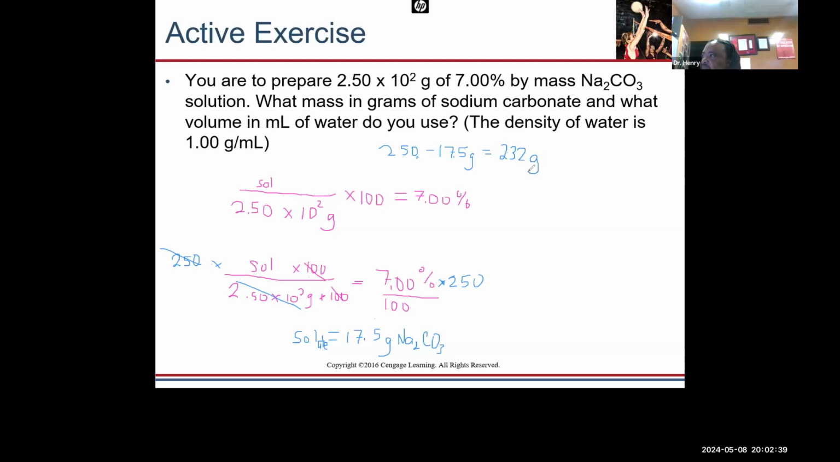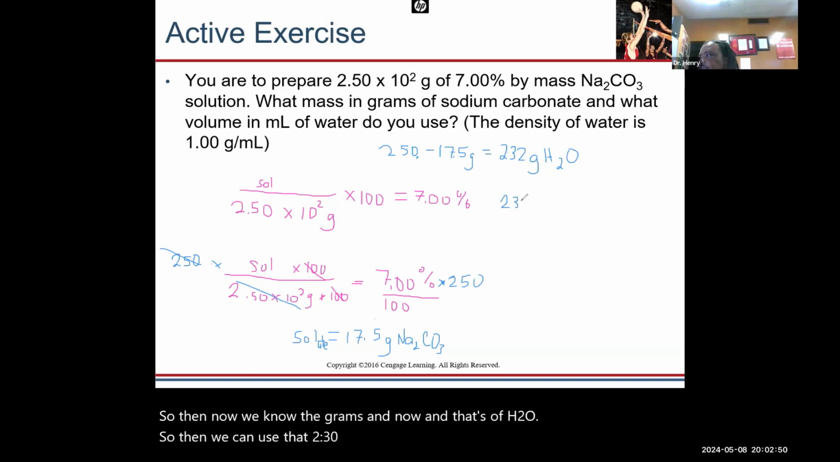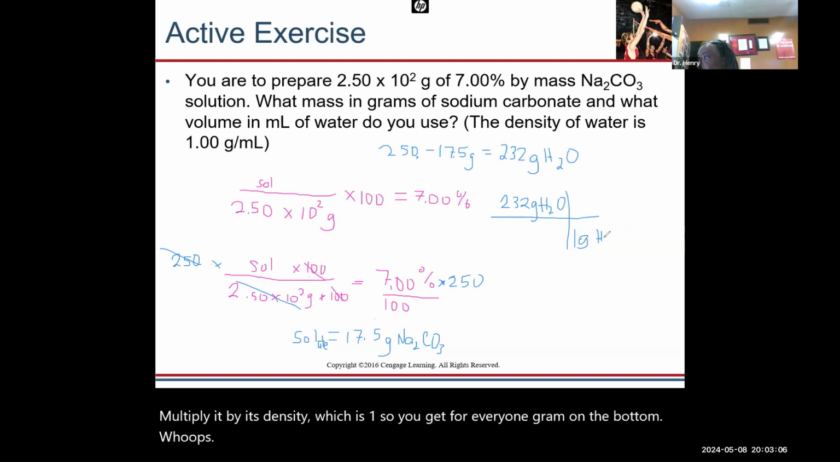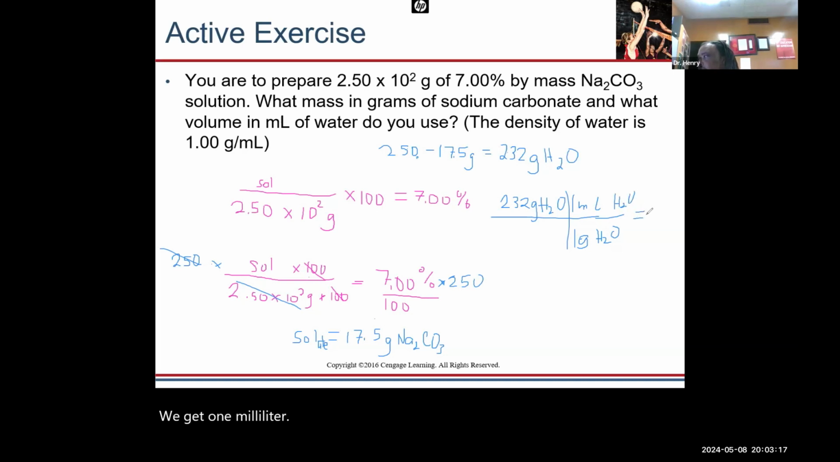So now we know the grams of H2O. We can use that 232 grams of H2O and multiply it by its density, which is 1. So for every 1 gram on the bottom, we get 1 milliliter. So it's just 232 milliliters.